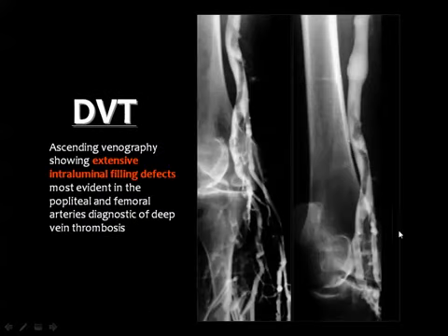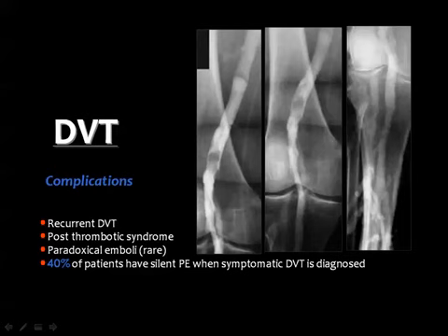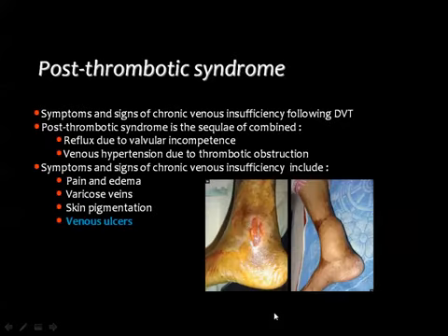Then if you see here, you can appreciate the extensive worm-like filling defects within the deep venous system, indicating deep venous thrombosis. The complications include the recurrence, the formation of post-thrombotic syndrome, the paradoxical emboli, and 40% of the patients will have pulmonary embolism. And one of the complications is the post-thrombotic syndrome, which will appear in the form of symptoms and signs of chronic venous insufficiency after the treatment of deep vein thrombosis.